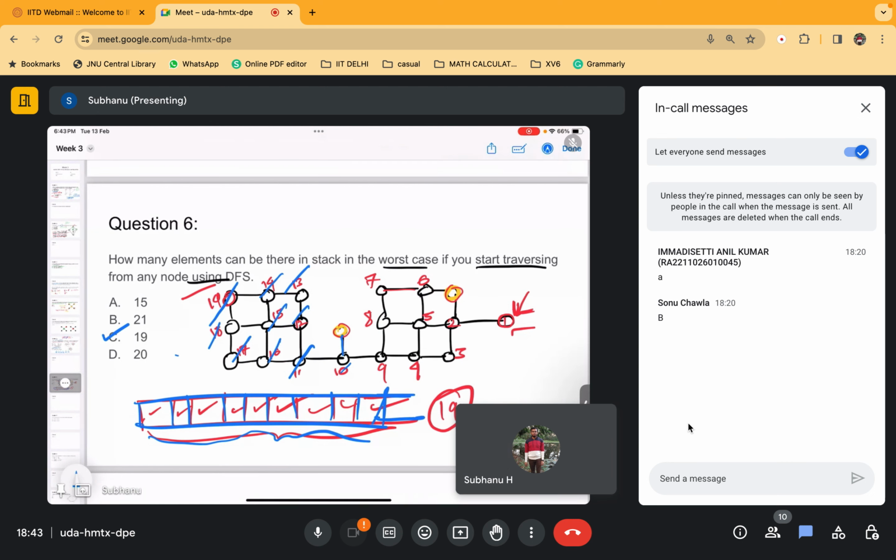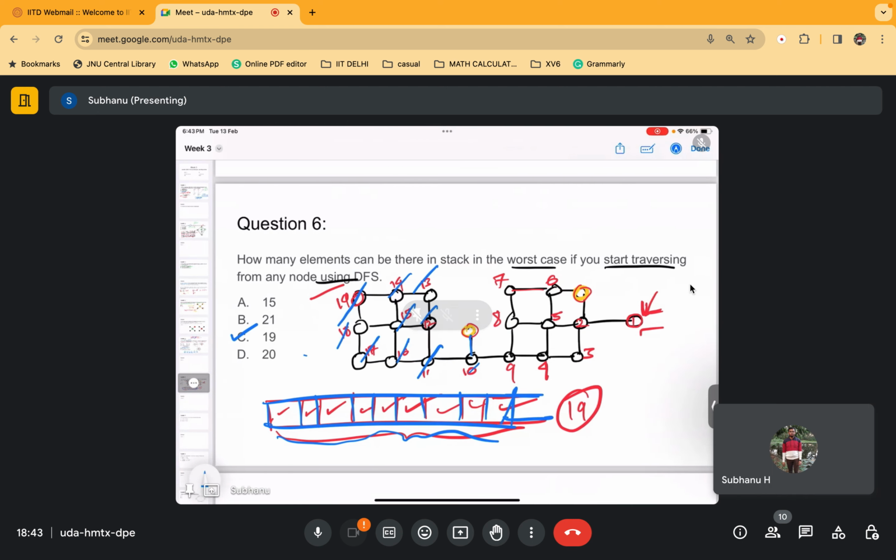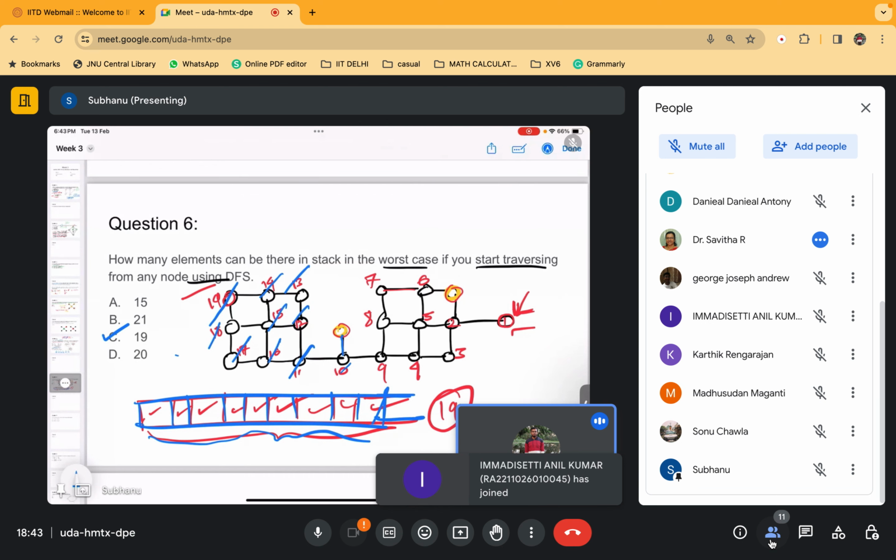Yeah, sir. Here you have taken this graph. If I take some other graph, I get a different answer. No, sir. Yeah, of course. So what will be the answer?